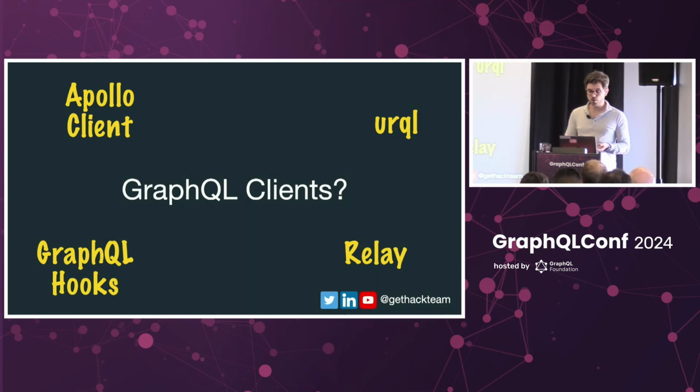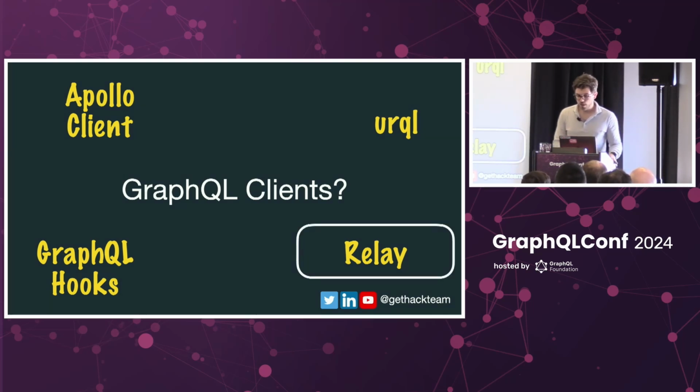You can use Apollo Client or URQL or GraphQL Hooks, or you can use React Query or TanStack Query, which is how it's called today. Or if you really want to get the benefits of GraphQL, you can use Relay. And if you're using Relay, you probably saw one of the earlier talks this morning, which was a deep dive on how Relay helps you to build modern and faster front ends.